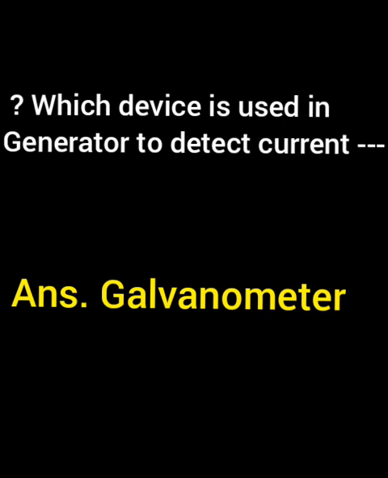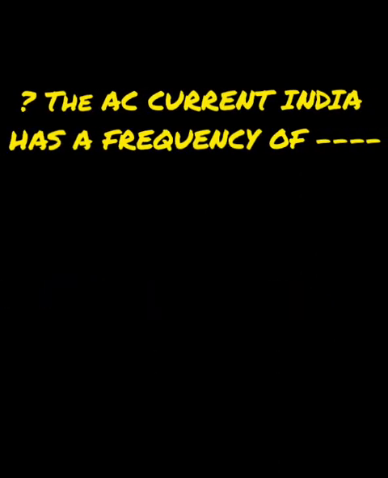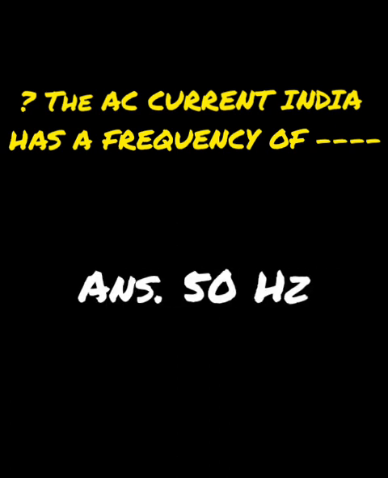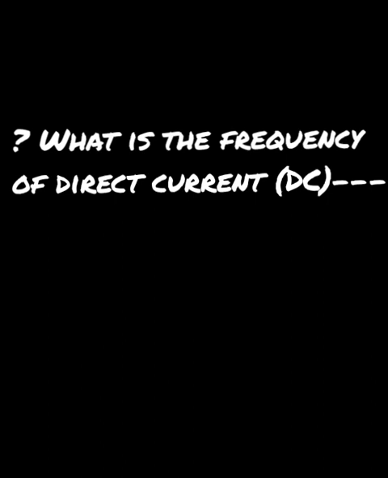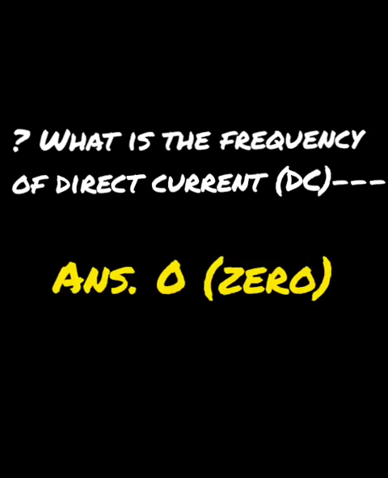Question next. The AC current in India has a frequency of, that is 50 Hertz. So this question may come in a different way also. You see another question: what is the frequency of direct current? That means DC current. Here the frequency will be 0. So where you get 0, that will be the correct option.